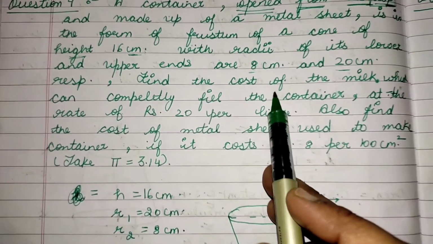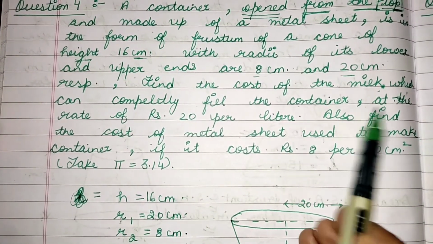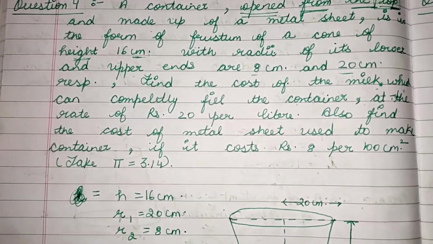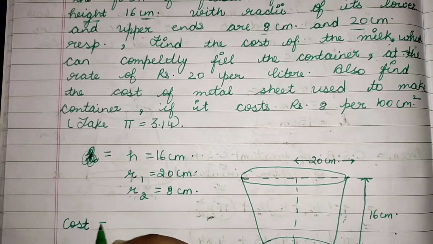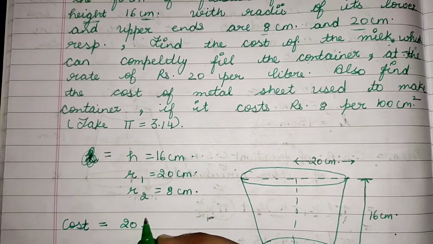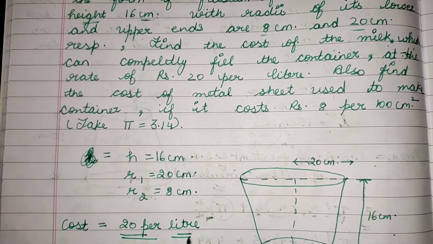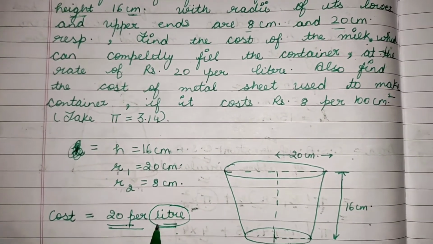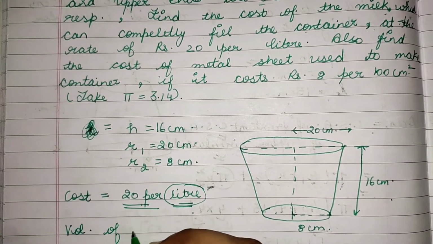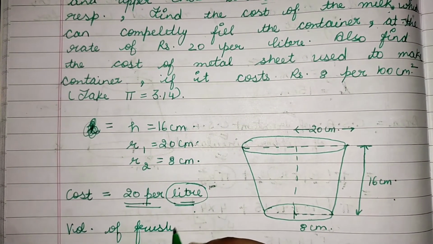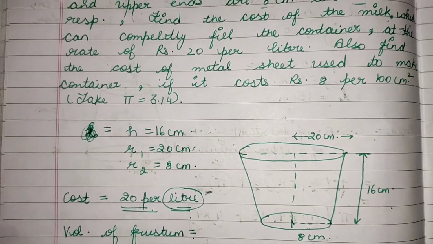Then we have to find out the cost of the milk which can completely fill the container at the rate of rupees 20 per liter. So the total cost we have to find out, at rupees 20 per liter. How can we find the total cost? This is the cost of 1 liter only. If we know the total volume of the container, or the total volume of the frustum, then we can find out the total cost also.